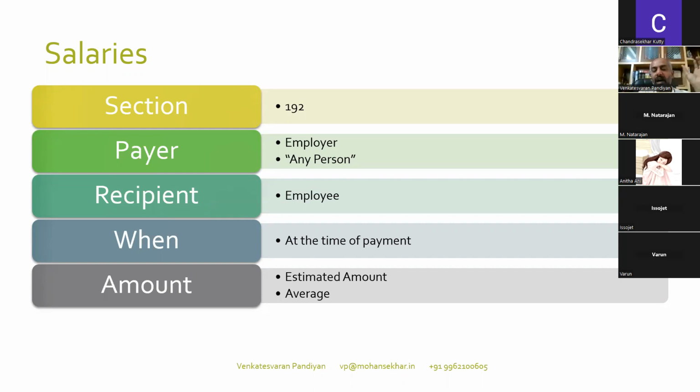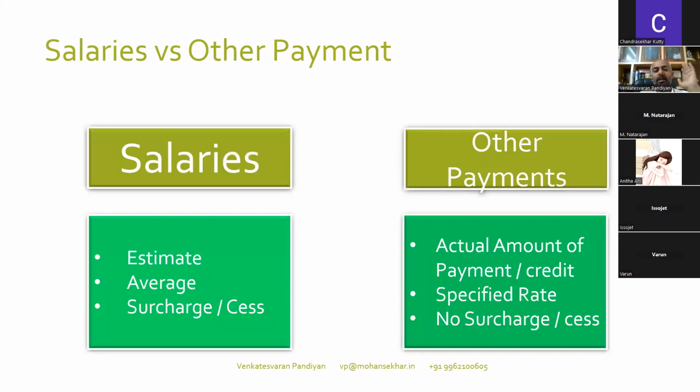But to begin with, the amount of income on which tax has to be calculated should be the estimated amount, and the tax will be deducted at an average, which means it will be spread evenly over the months in which he is getting salary. This is very much different from all other payments. In all payments, you deduct TDS as a portion of the actual amount that is paid or credited. If 1 lakh is the amount you pay on account of rent, 10% is 10,000, simple. The rate is specified, 10%, that is also simple.